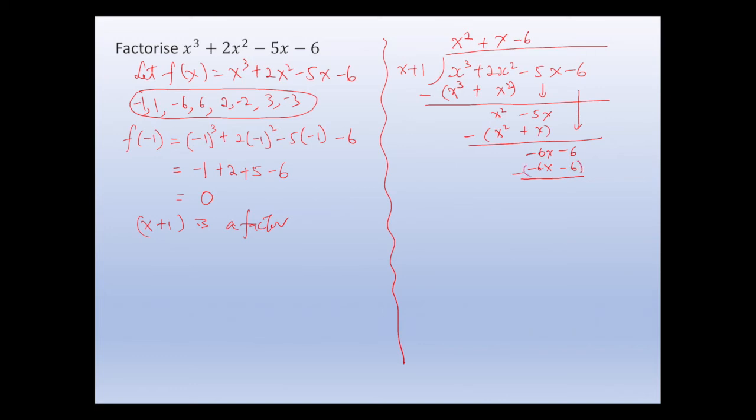Here, in order to get minus 6x, I need to multiply x plus 1 by minus 6. And now we've got minus 6x minus 6. When you take minus 6x minus 6 away from minus 6x minus 6, that's 0. So therefore, we can write down x cubed plus 2x squared minus 5x minus 6 equals (x plus 1)(x squared plus x minus 6). You should be able to factorize x squared plus x minus 6.